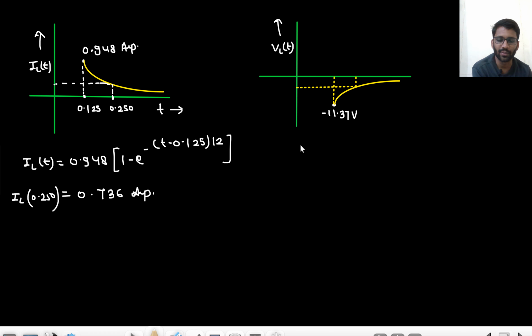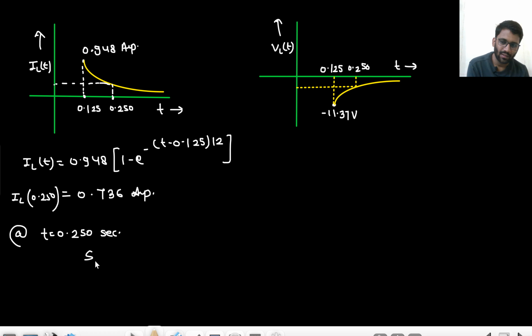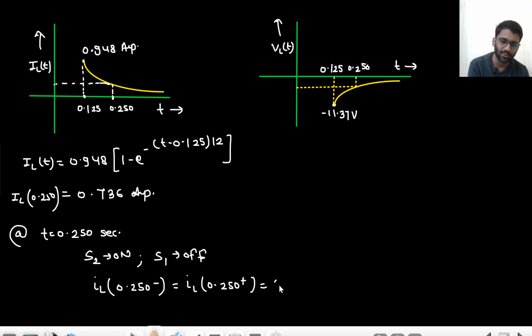Because the voltage will not be conserved, right? The current will be conserved. So the current value is 0.736 ampere. Now at t equals 0.25 second, S2 is on and S1 is off. The current will be carried. So IL at t equals 0.25 minus would be equal to IL at t equals 0.25 plus, that would be equal to 0.736 ampere.